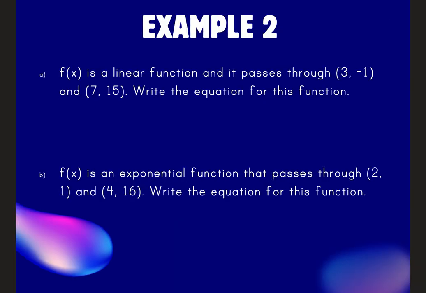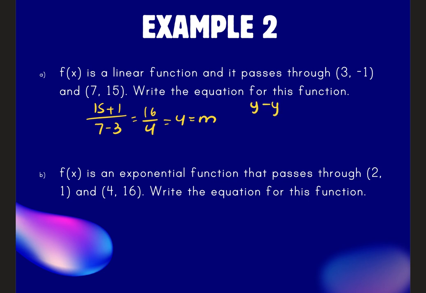Okay, example 2. A says f of x is a linear function and it passes through 3, negative 1, and 7, 15. Write the equation for this function. This is an Algebra 1 skill, just put with extra words. It's basically giving you 2 points and asking you to find the equation of your line. How do you do that? It's 15 minus a negative 1 over 7 minus 3. So it's 16 over 4, which is 4. That's your m.